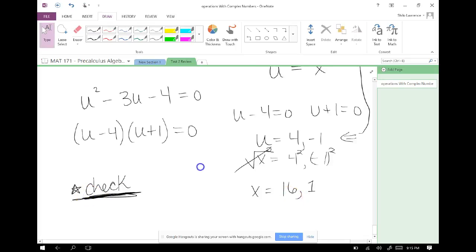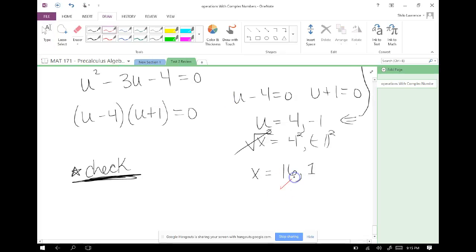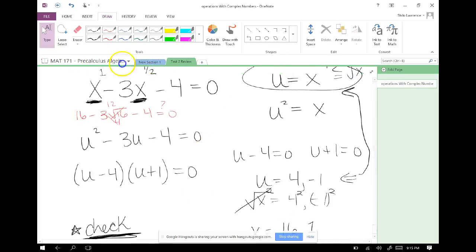So I'm going to plug 16 back into the original problem and see if it really works. So 16 minus 3 root 16 minus 4 equals 0. Well, the square root of 16 is 4. 3 times 4 is 12. 16 minus 12 is 4. 4 minus 4 is 0. Yep, 16 works.